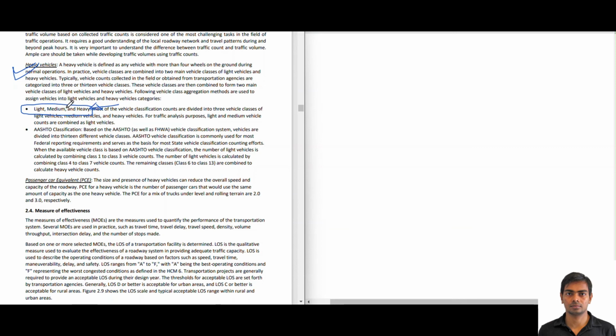For VSIM, we code them separately. So for traffic analysis purposes, light and medium vehicles are counted as light vehicles. Now, the standard vehicle classification is the ASTO classification. So the state maintains vehicle classification data at several locations, and many times when we collect data, the data classifications are not only 3 but they are 13. So there are 13 different ASTO classes.